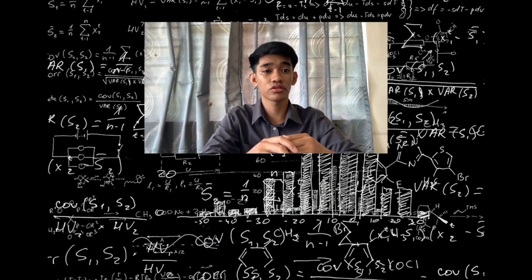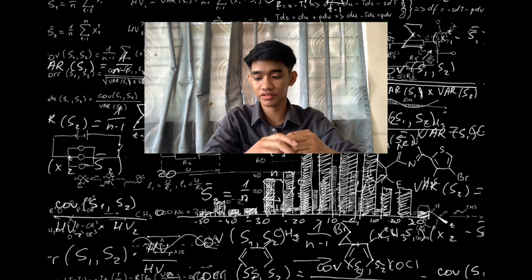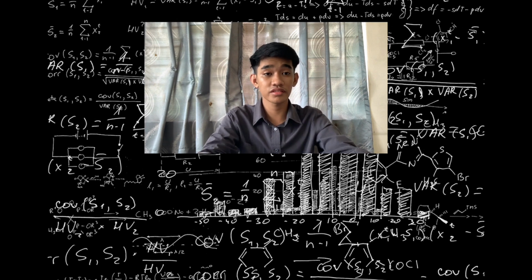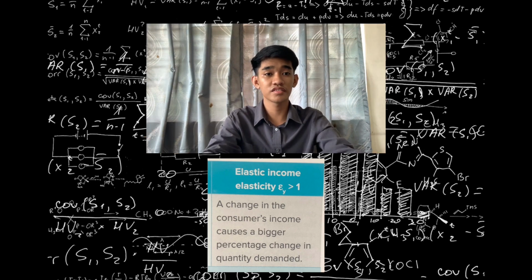Next, I will continue with the second product, which is the high-end furniture product, with an income elasticity of 1.78. The degree of responsiveness is elastic income elasticity, as 1.78 is bigger than 1. This means a change in the consumer income causes a bigger percentage change in quantity demanded.